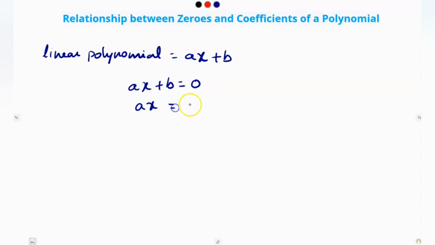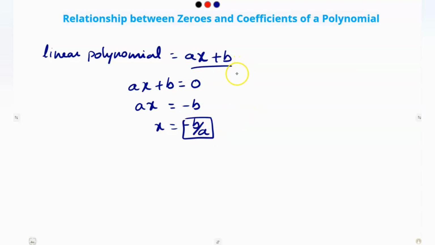For a linear polynomial, the general form is ax plus b. The values of x for which this linear polynomial becomes 0 are called the zeros of this polynomial, right? So by substituting, ax plus b is equal to 0, ax is equal to minus b, and x is equal to minus b by a. That means minus b by a is the zero of this polynomial, for which this linear polynomial would become 0.